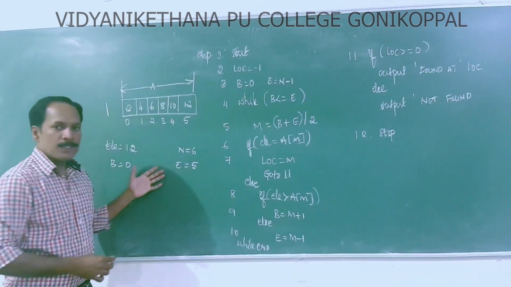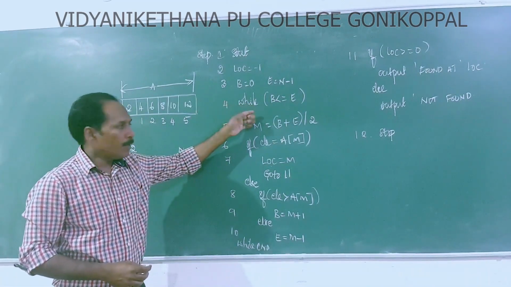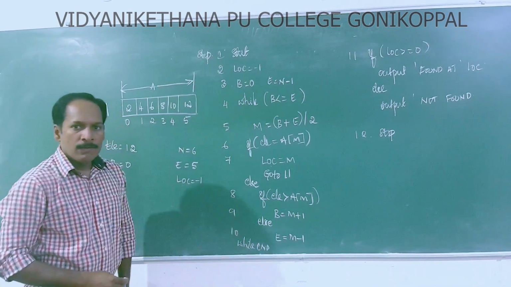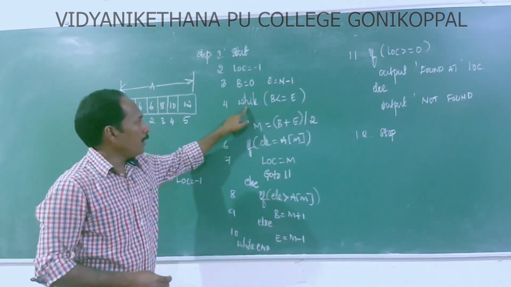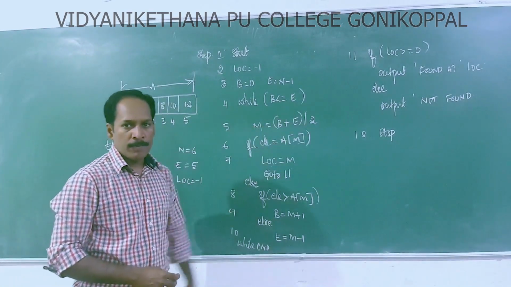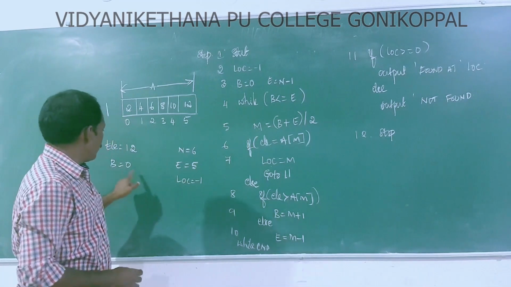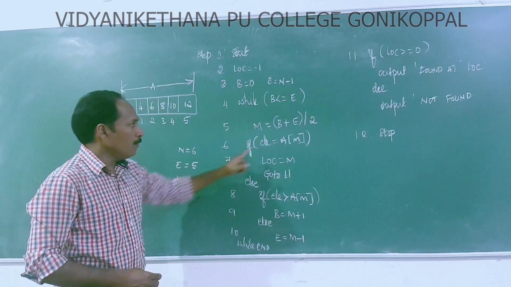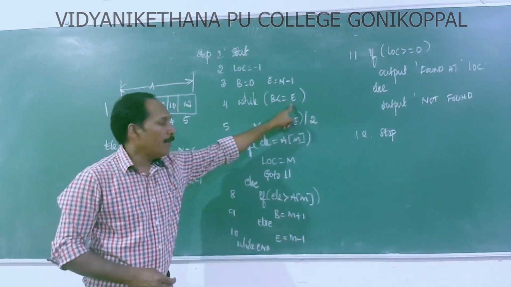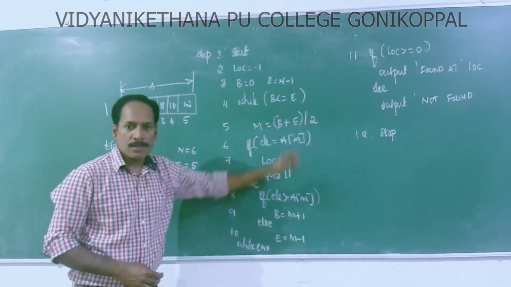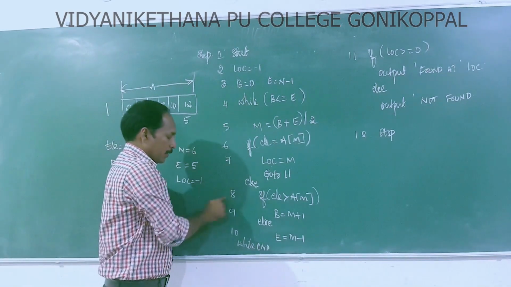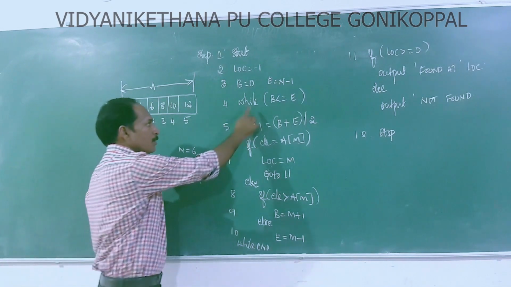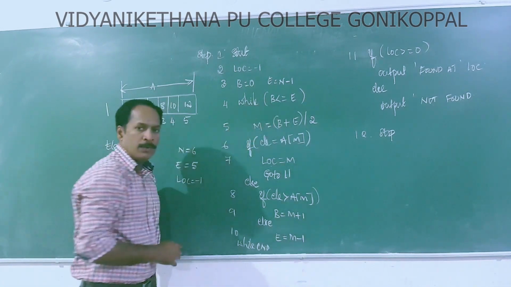Now we apply this procedure, and also remember location is minus 1. We'll follow the steps now. While B is less than or equal to E: B is 0 and E is 5. Now 0 is less than 5. Yes, it is true. Repeat these steps, all the steps have to be repeated as long as this condition is true. Now the condition is true, so repeat.